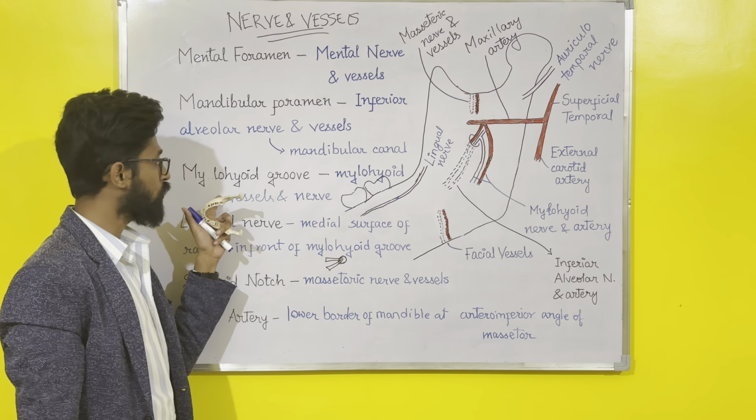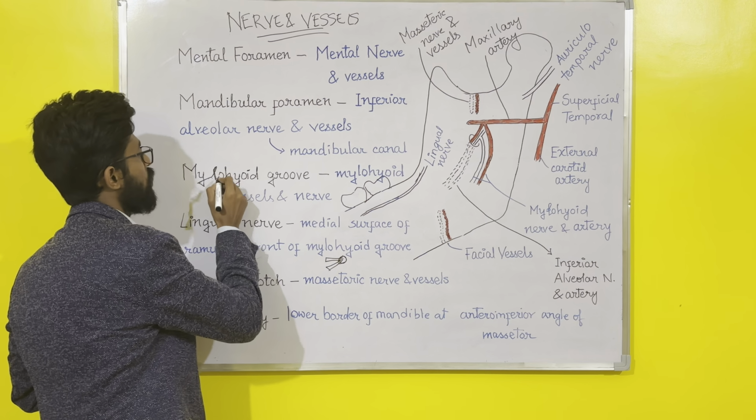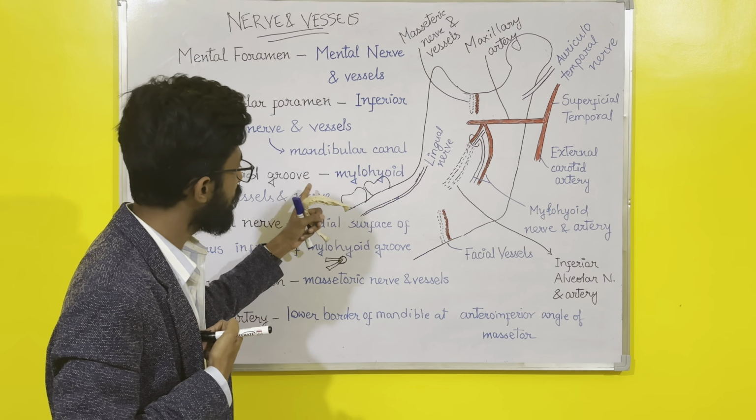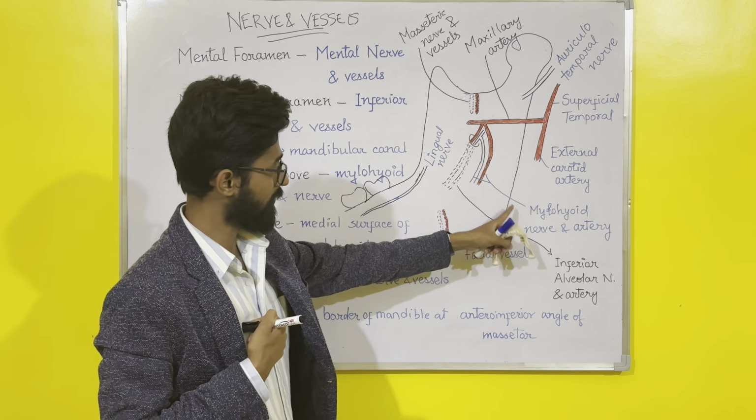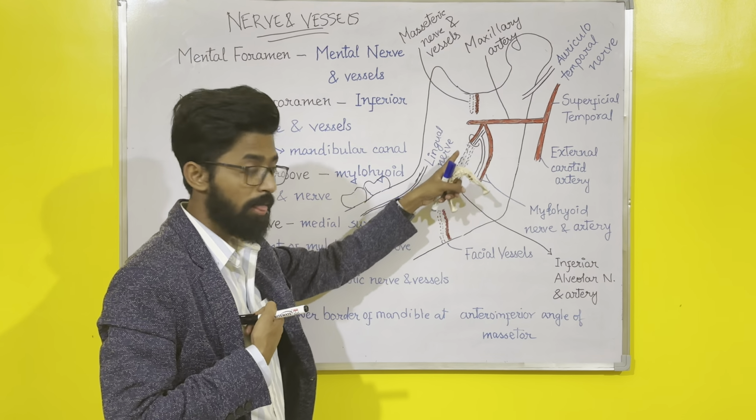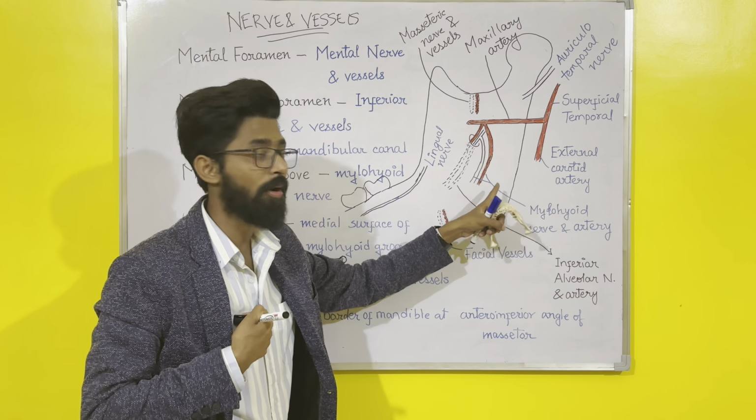Next is the mylohyoid groove. I always make a mistake. It is MYLO, not MYE. Mylohyoid groove. The mylohyoid groove transmits the mylohyoid nerves and vessels. So this is the mylohyoid groove just behind the mandibular canal. The mylohyoid groove transmits the mylohyoid nerve and mylohyoid artery.